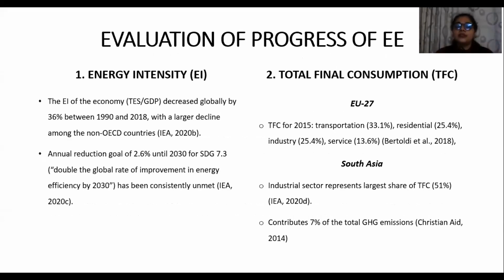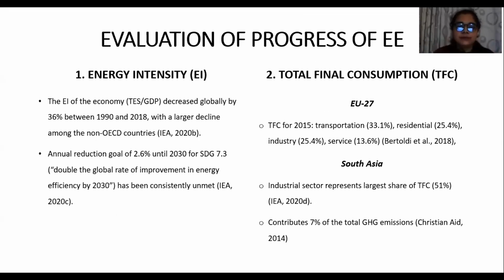So we actually need to understand how energy efficiency has progressed over the years. And we use different indicators to measure the progress. For example, we use energy intensity and TFC, total final consumption. What this slide shows is that there have been improvements in energy efficiency, but the progress has not been significant enough to reach our sustainable development goals or our climate goals.